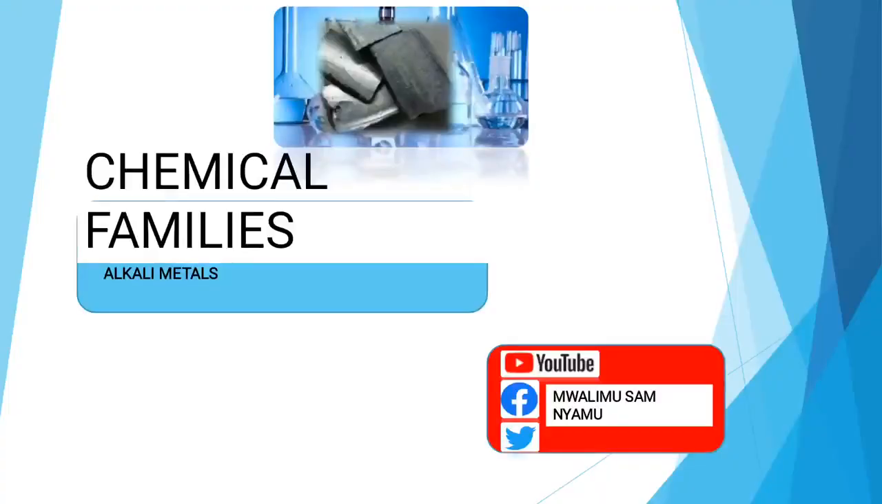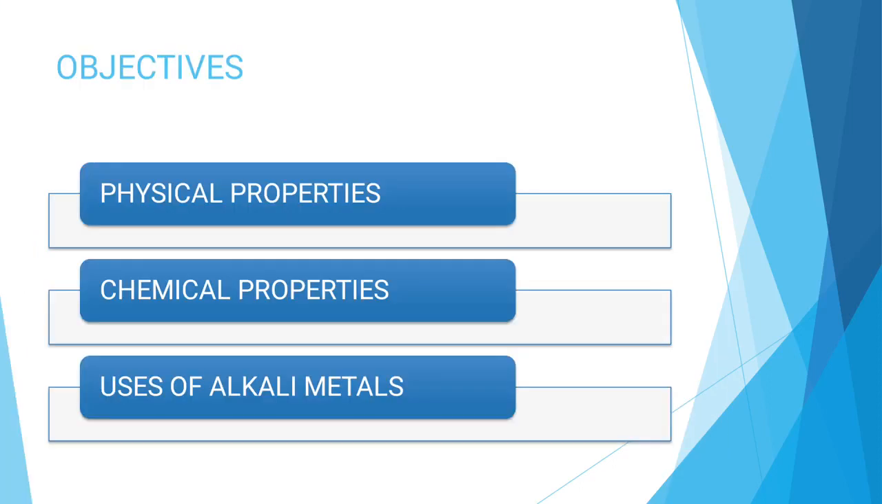Welcome to today's lesson. My name is Mwalimu Sam Nyamo. In our lesson today, we shall be looking at the chemical families, and more specifically the alkali metals. Alkali metals, remember, are metals belonging to group 1 of the periodic table.